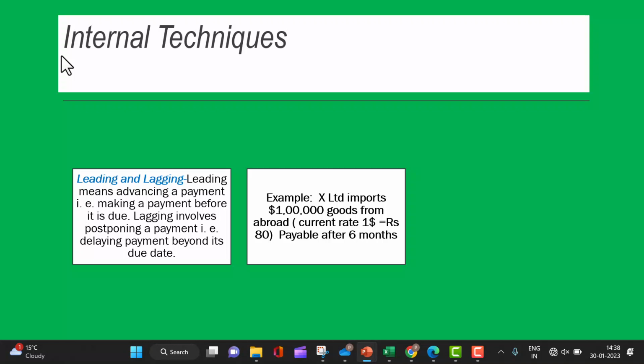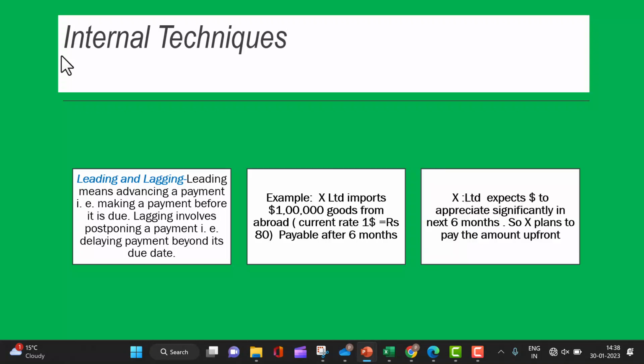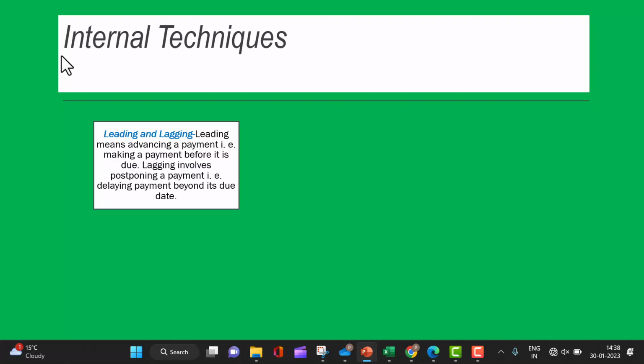So you are basically an importer, and you are supposed to pay $1 lakh, but after 6 months, and today the exchange rate is 80. Now, X Limited expects that the dollar would appreciate significantly in the next 6 months. So he plans to pay the amount upfront. He would like to make the payment upfront, because anyway he has to make the payment, and if he thinks the dollar is going to go high, he may make the payment immediately rather than wait for the time to come. Then again, that's a lagging one.